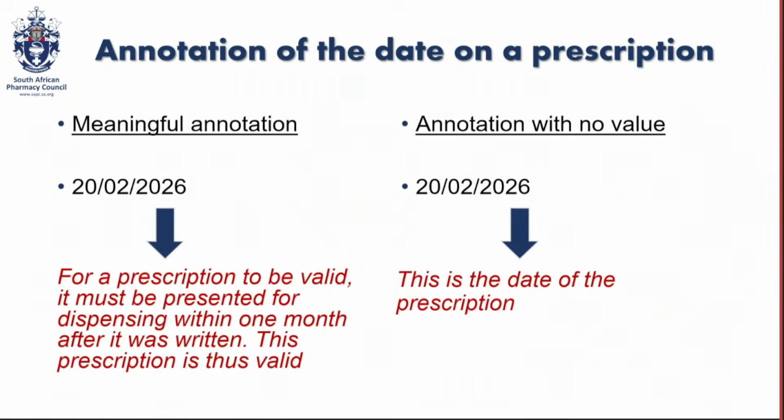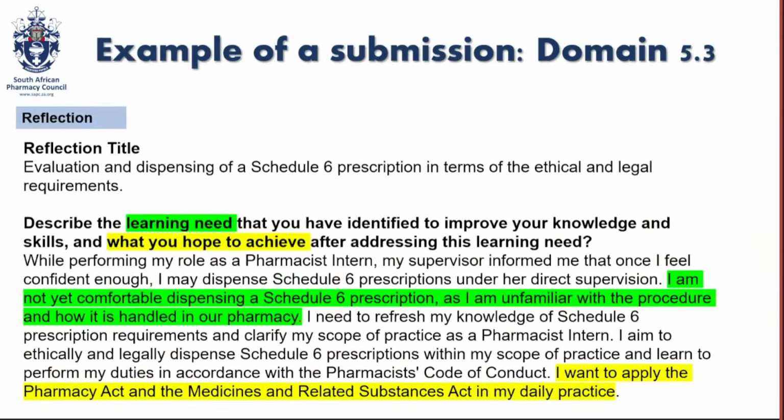So if we look at the date on the left, which says 20/02/2026, the annotation says, for a prescription to be valid, it must be presented for dispensing within 1 month after it was written. This prescription is thus valid. An annotation with no value is where they have the date and they say this is the date of the prescription. So it has to be linked to whatever legislation, if that's what it entails in terms of the annotation that they're providing.